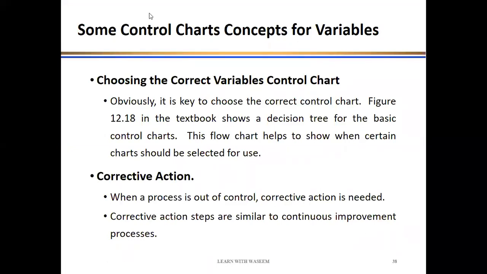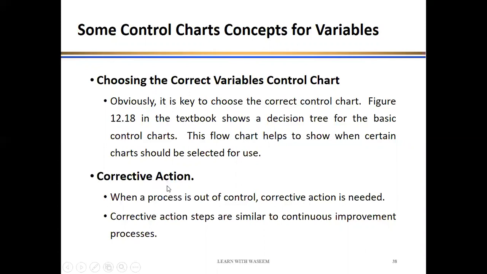Some control chart concepts for variables. Now, choosing the correct variable control chart. Which control chart should you use? For that you have to visit figure 12.18 in the textbook Total Quality Management by Thomas Foster. In chapter number 12 you can find figure 12.18, and you will be able to know which control chart is most suitable for a particular variable.